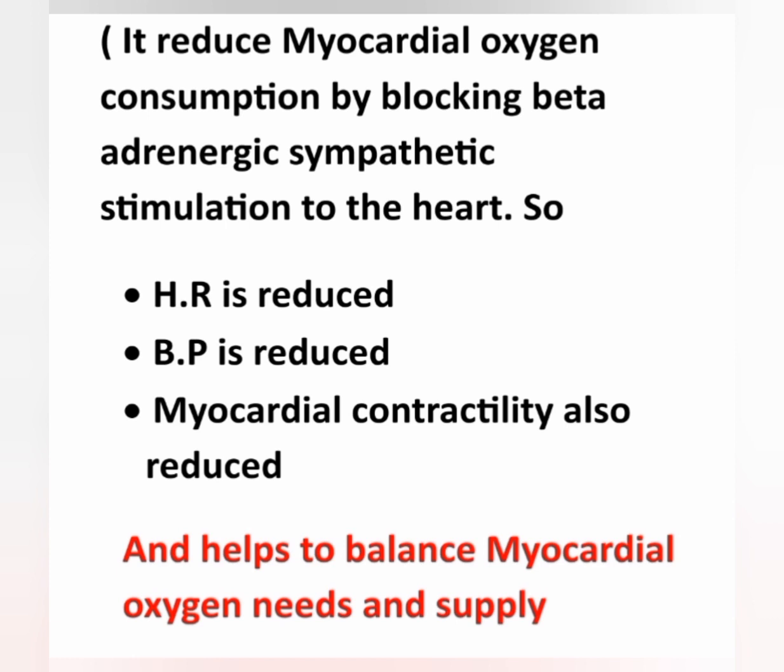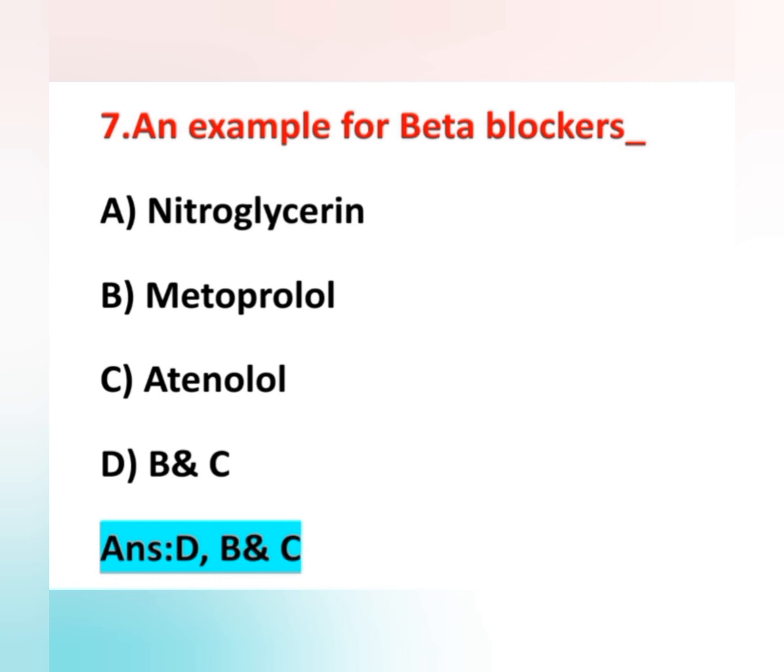Reduced means it can come to a normal level, and it helps to balance myocardial oxygen need and supply. This is the main important use of beta blockers. So here our question answer is option D, metoprolol and atenolol are beta blockers.